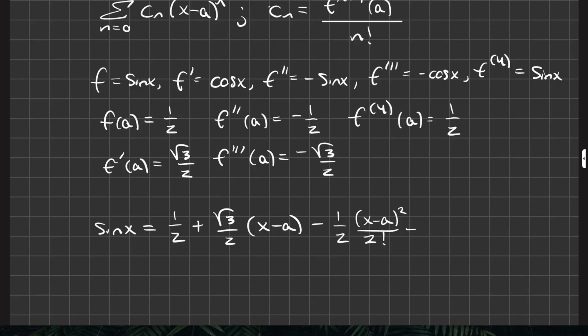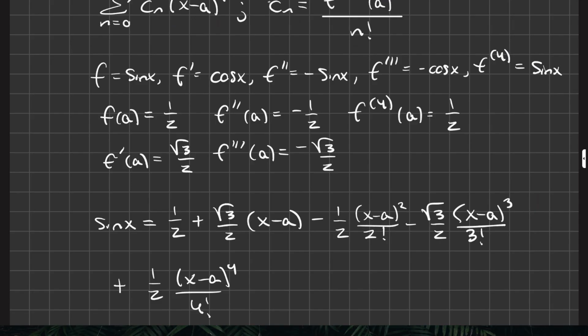And then f triple prime is negative root 3 over 2. So this is minus root 3 over 2 times x minus a cubed over 3 factorial. And then finally, the fourth derivative is just 1/2, so plus 1/2 times x minus a to the fourth over 4 factorial. And this would go on and on and on.